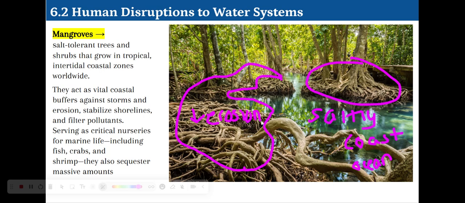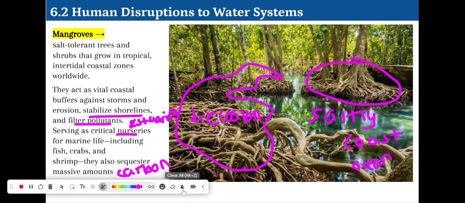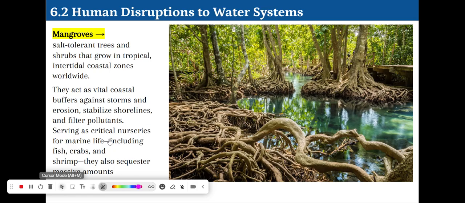They provide these buffers or areas to help against storms and coastal erosion. They stabilize shorelines, they filter pollutants. They also act as nurseries or estuaries for marine life, meaning that this is where marine life will come and lay their eggs rather than laying them in the open ocean, including fish, crabs, and shrimp. And they also sequester massive amounts of carbon. So these things are so incredibly important and beautiful, and unfortunately, we are disrupting them.